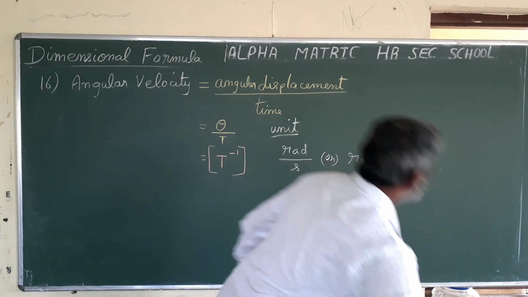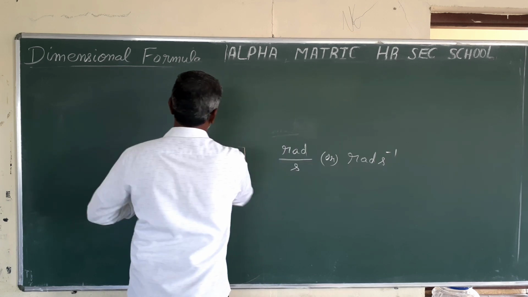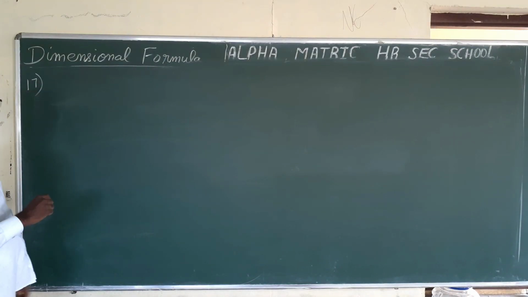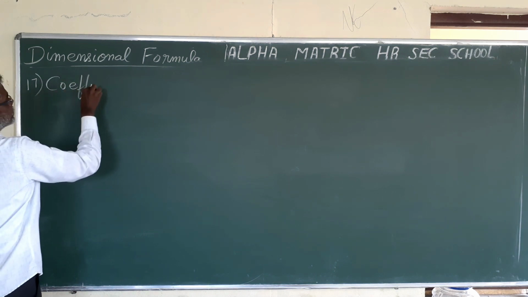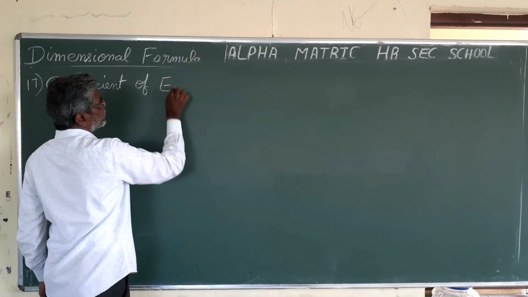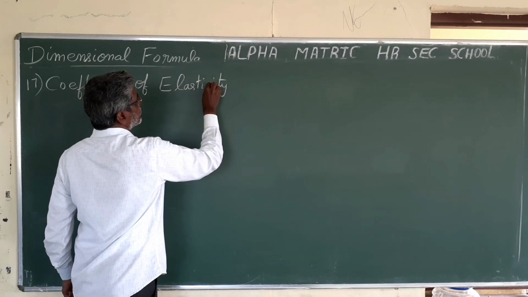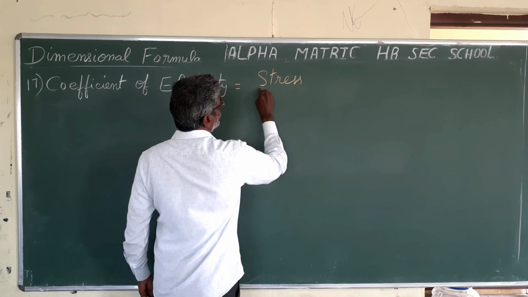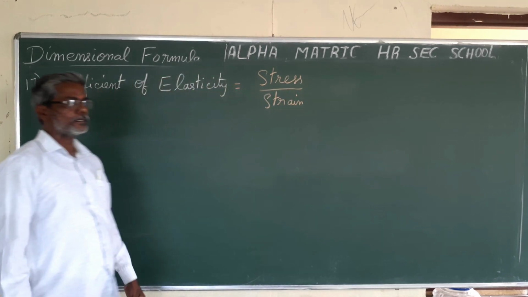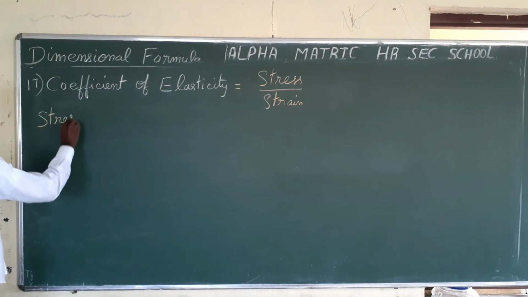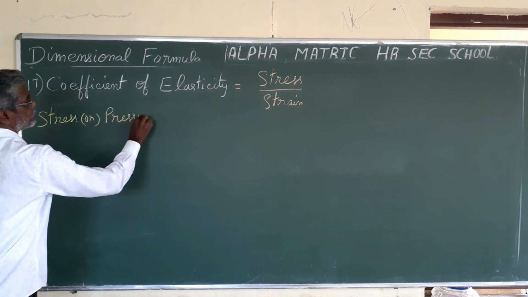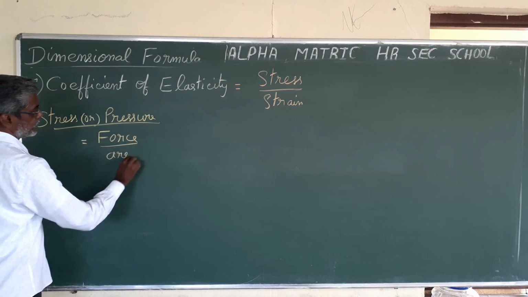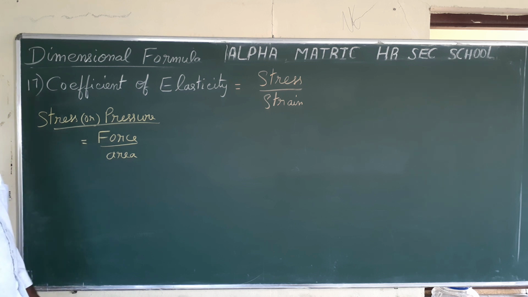Next we will go to the coefficient of elasticity. What is the formula for the coefficient of elasticity? Stress by strain. So this stress, I can even call it pressure. What is the formula for pressure? Force by area. The formula for pressure is force by area.